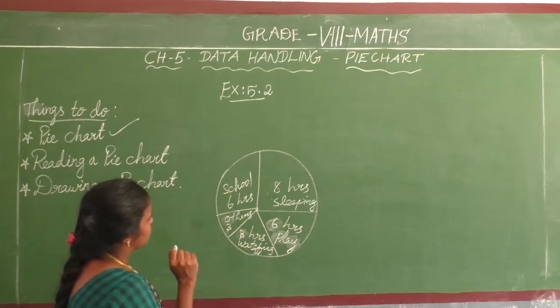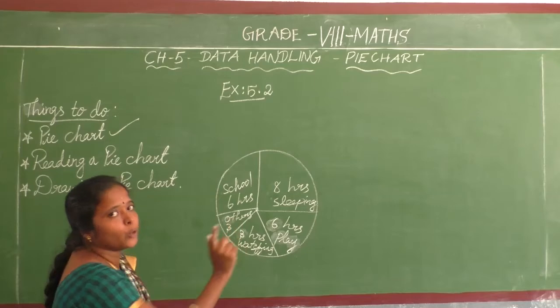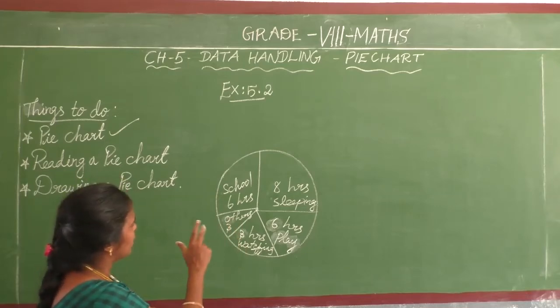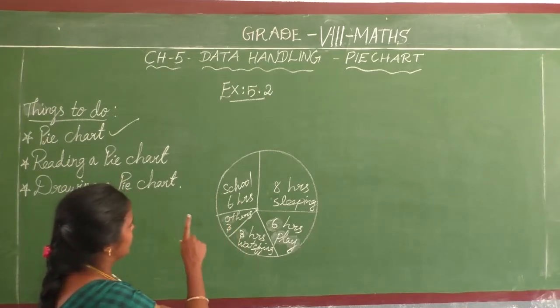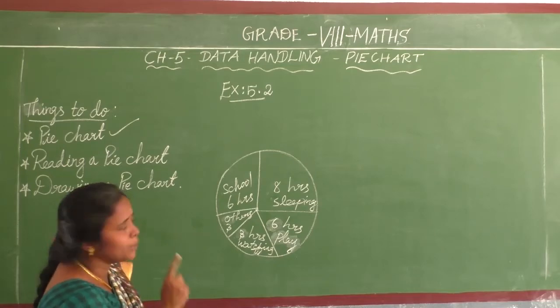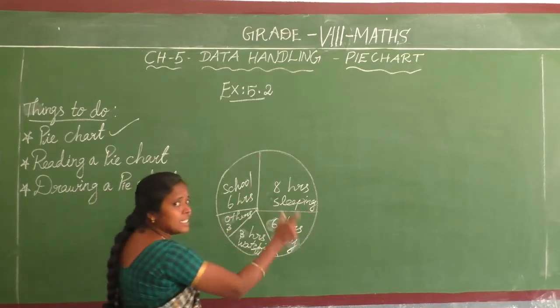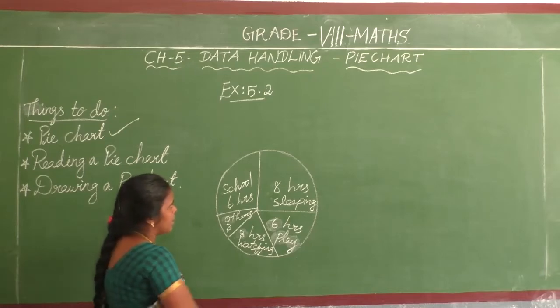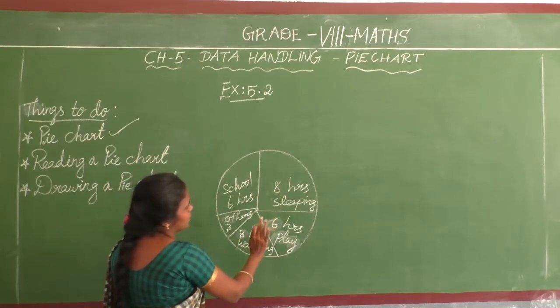From this, what information can you observe? The time spent by a child during a day. Here, each part is called a sector or component. Now what fraction do you have to find? The number of hours they told for sleeping.